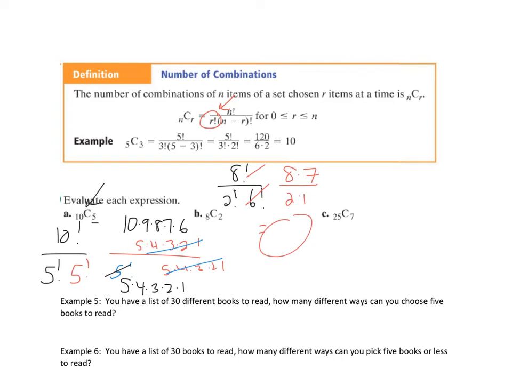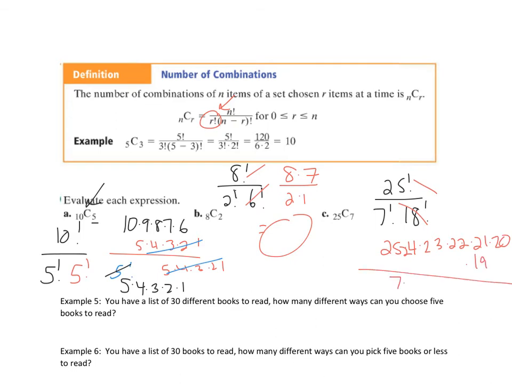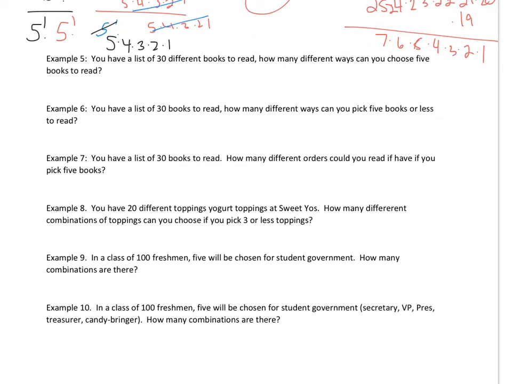And then the last one is 25 factorial over 7 factorial and 18 factorial. So on the top, 18, 17, 16, 15 is going to cancel out with this. So you're going to have 25 times 24 times 23 times 22 times 21 times 20 times 19 all over 7 times 6 times 5 times 4 times 3 times 2 times 1. That was a lot to write out. And then you can put that in your calculator.